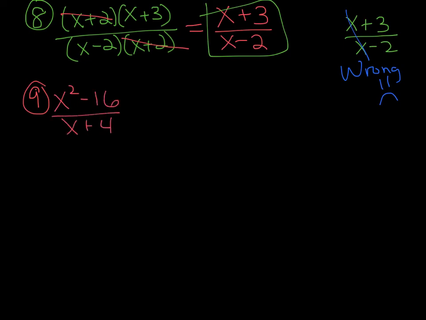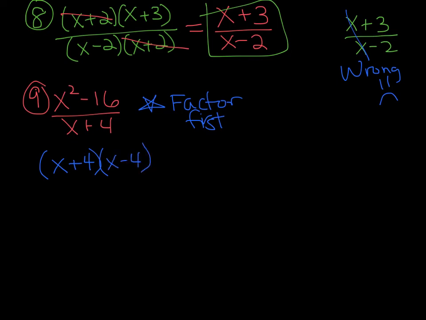So my next problem requires a little bit of extra work at the beginning. And our extra work at the beginning is going to be to factor whatever we can. So you're going to factor first. In order to factor this, you might notice that x squared minus 16 is what we call a difference of squares. And a difference of squares means that we can write it as x plus 4 times x minus 4.